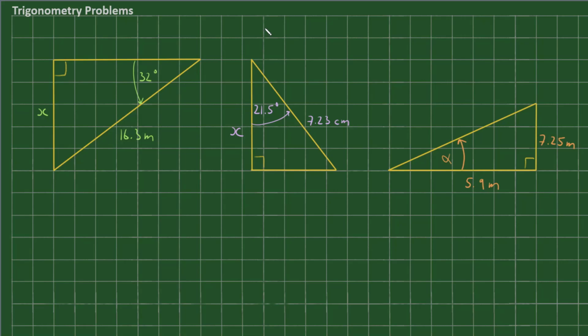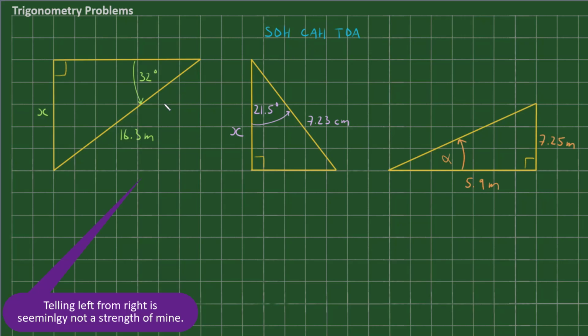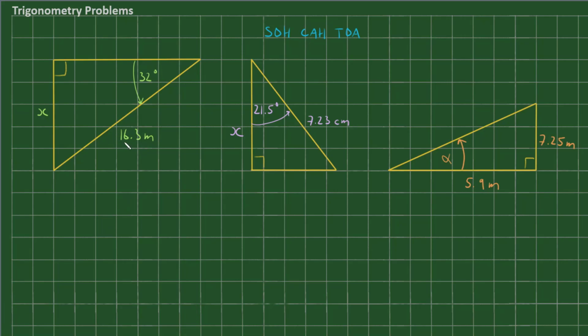Alright, so the first thing I like to do is write SOHCAHTOA. That way I have all of the trigonometric functions right in front of me. Okay, so now let's look at the triangle on the right. I have been given an angle, I have been given a length of a side, and I need to find the length of another side.